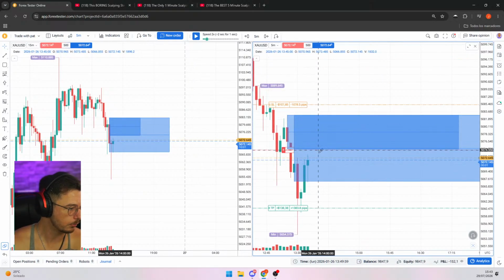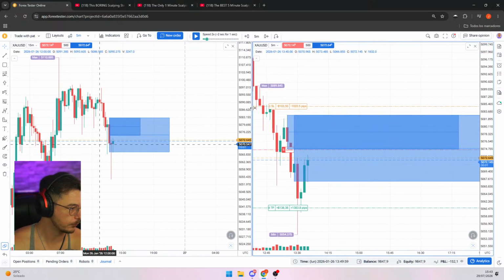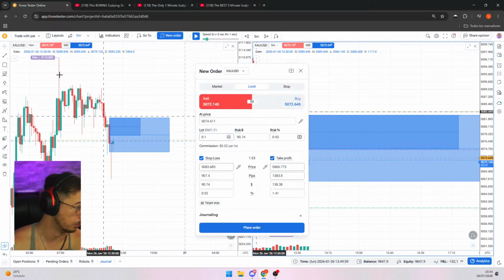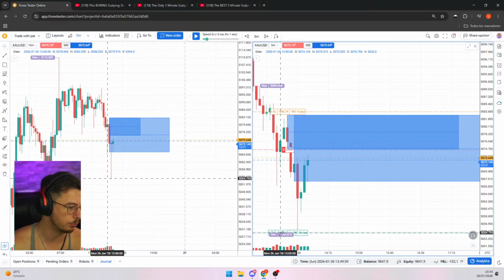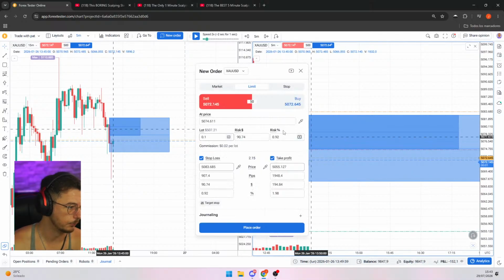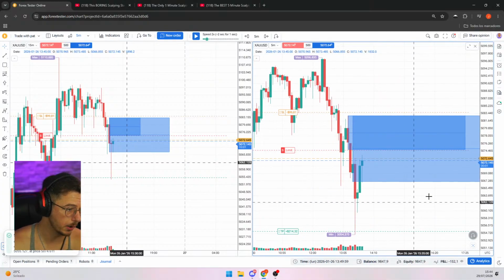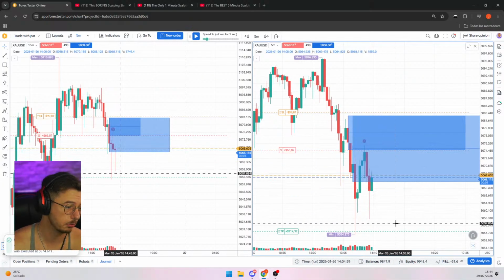Let's place it up. There we go. Stop loss would be, yeah, up there. To be honest, we could place it right up there, but I don't know if that would be the best idea to get a nice risk reward. But let's leave it like that. It's not a bad setup, I personally don't think it's a bad setup.